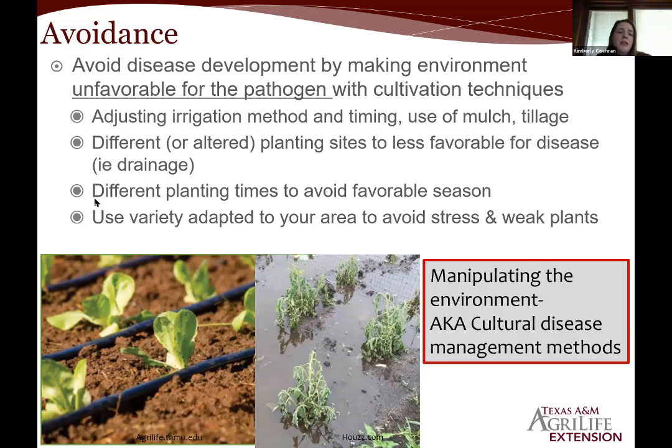Also, you can do things like alter your planting times to avoid favorable seasons for various pathogens that you know you've had a problem with in the past. And also use varieties that are adapted to your area to avoid stressed and weak plants. Stressed out plants are always going to be more vulnerable to disease. A lot of people move to South Texas and they have a plant they love from where they moved, and they want to plant some cuttings or something, and it's just not suited for the area and it never does well. So always try to use something that's well suited for your area and time of year that you're planting it.